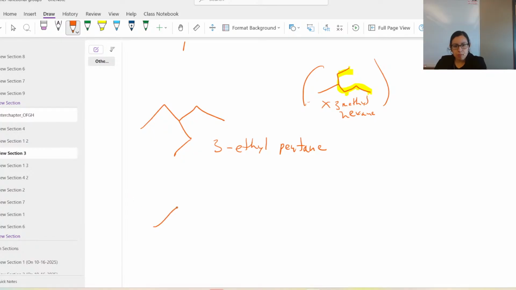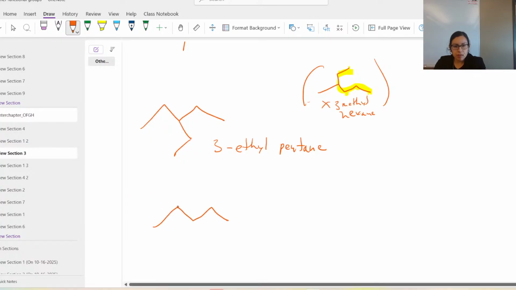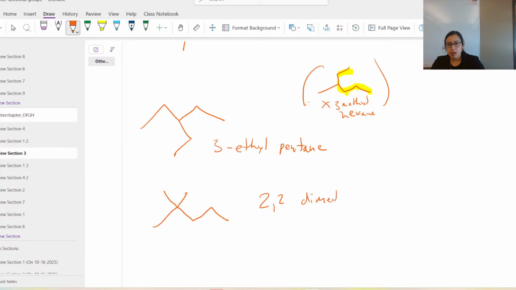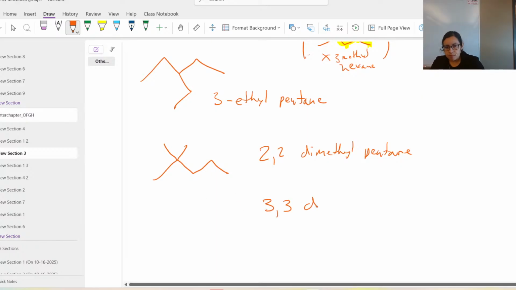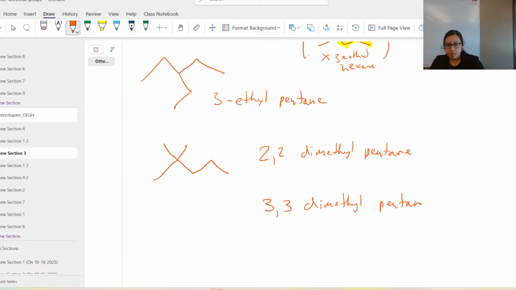So I'll give you a hint. We could stick them on the same carbon. Again, if I could draw it's slightly better. So we could have 2,2-dimethylpentane. And then just be careful. Somebody suggested 3,4, but that'd be the same as 2,3 if you just rearrange the priorities. So the last two pentane isomers are 2,2 and then 3,3-dimethylpentane.